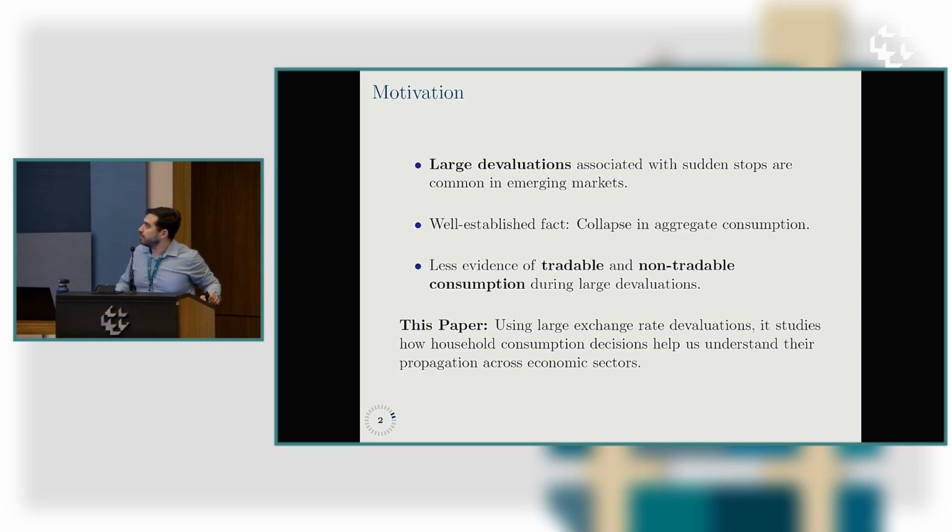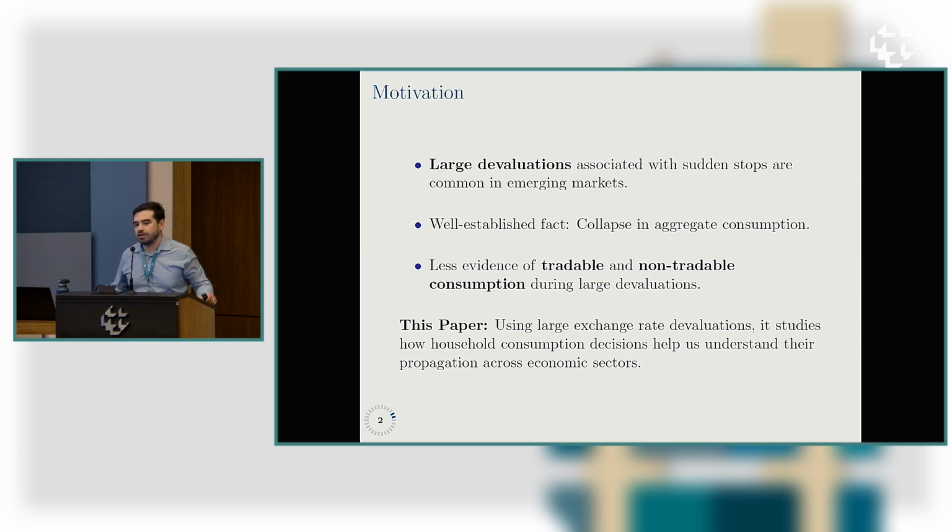This paper is motivated by large devaluations, which are quite a common phenomenon in emerging markets. This is mainly related to sudden stops that usually affect those economies. A well-established fact in this type of event is that there is a huge collapse in aggregate consumption. However, there is less evidence about what happened with tradable and non-tradable consumption during those episodes. So this paper tackles what happened with the relative consumption.